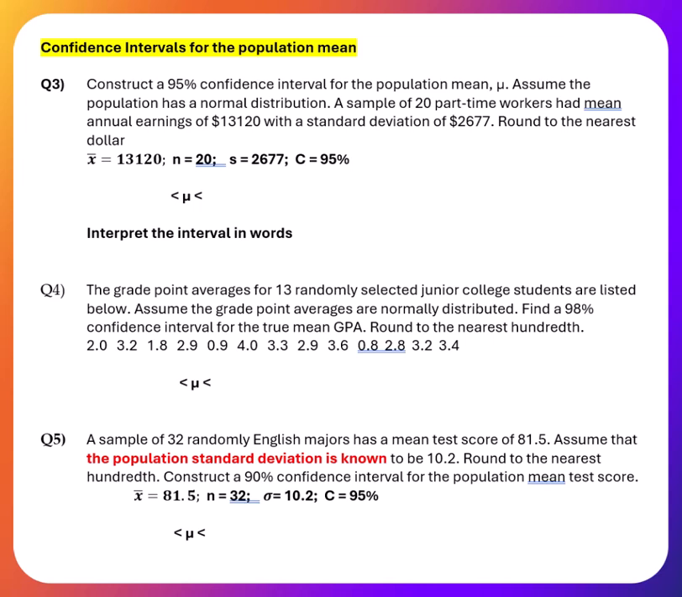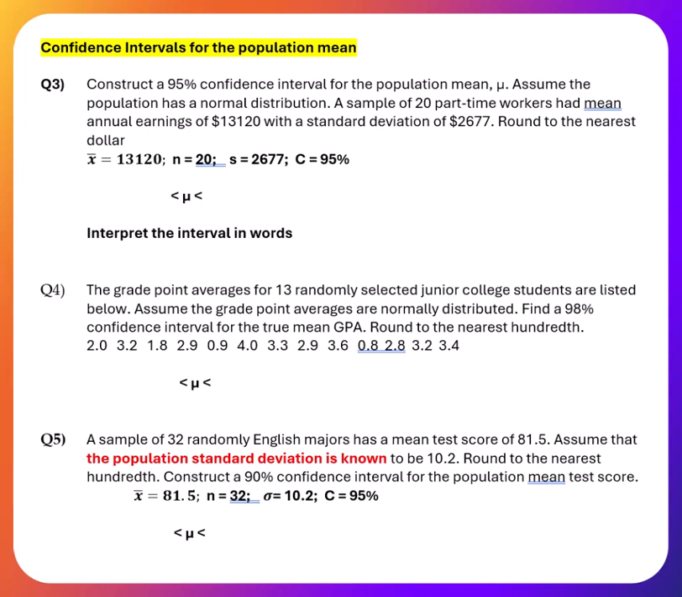Assume that the population is bell-shaped, has a normal distribution, a sample of 20 part-time workers. 20 is labeled as n, which is the sample size. It has a mean annual earnings of 13,120. This is x bar, guys, the sample mean, with a standard deviation of 2,677. This is s. He's referring to a sample standard deviation, so we call it s. Round to the nearest dollar.